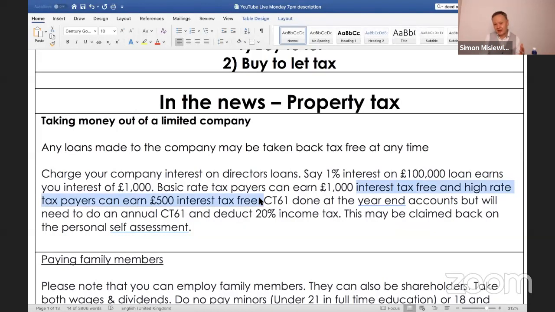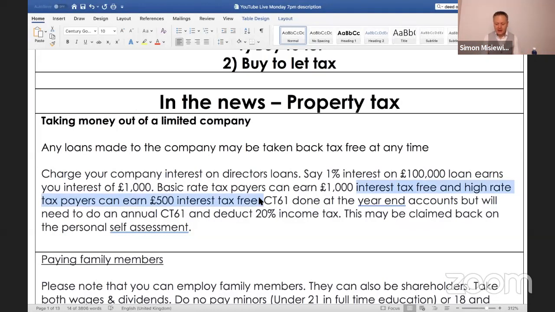Again, just to re-emphasize the point, basic rate taxpayers can get £1,000 of interest into your coffers without paying tax. And high rate taxpayers, don't worry, because you haven't lost out. You can still get £500 worth of interest as well. Now, you do need to look at all your investments, because those numbers I've just talked about are in total. So if you've got bank accounts sprawled all over the place, then you need to think about how much you are going to get before you do any of this tax planning with your limited company.